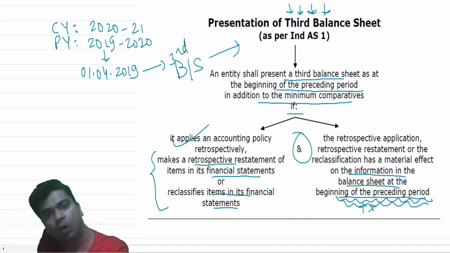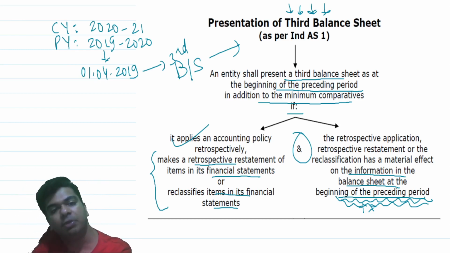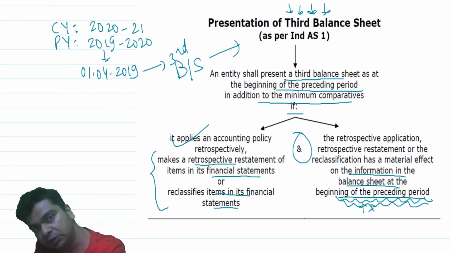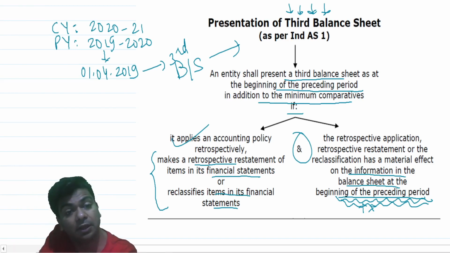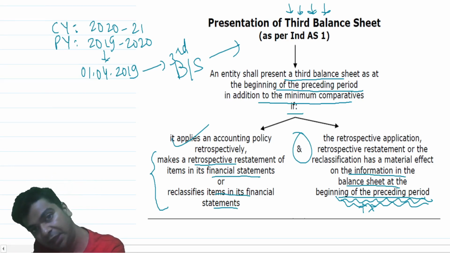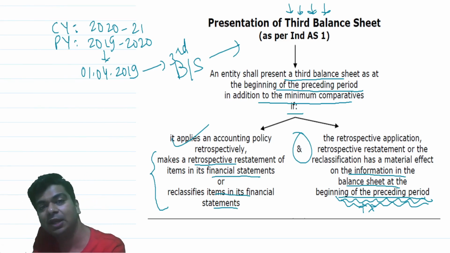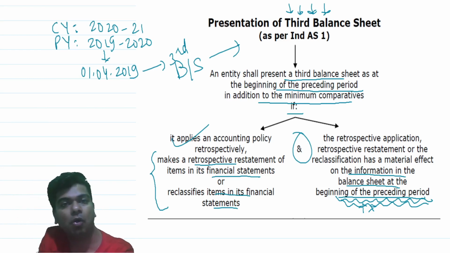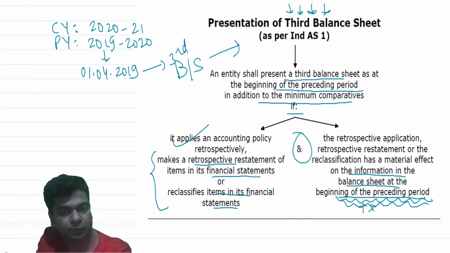Right, because the moment this mistake will be corrected in the year before 2019-20, it will affect the closing balances for the year before 2019-20. The effect on the closing balances for the year before 2019-20 will affect the opening balances for the immediately preceding year. And that is the reason a third balance sheet on that particular date needs to be presented.